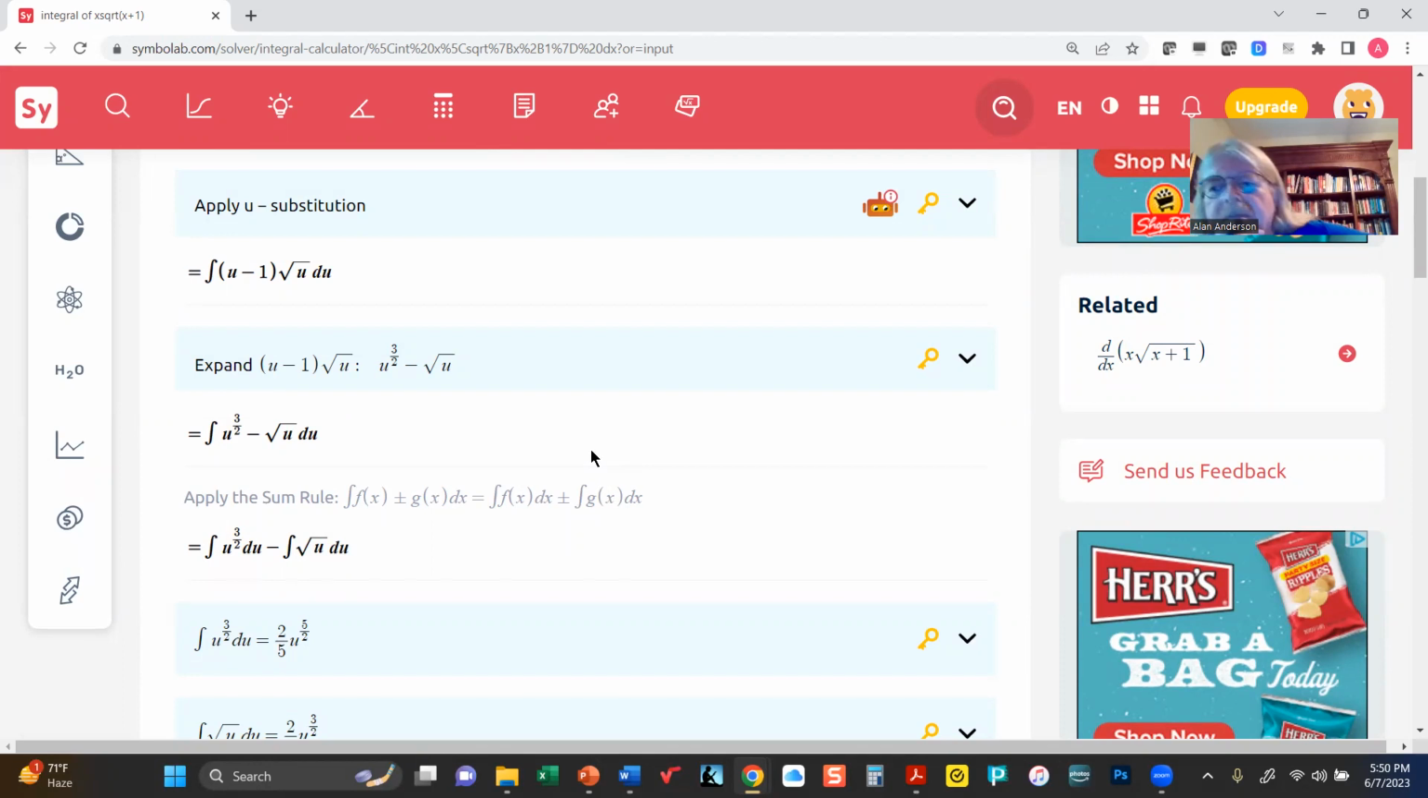So, you should not lean on it too much. In other words, don't use it as a substitute for thinking, but you can certainly use it to double check what you've done.